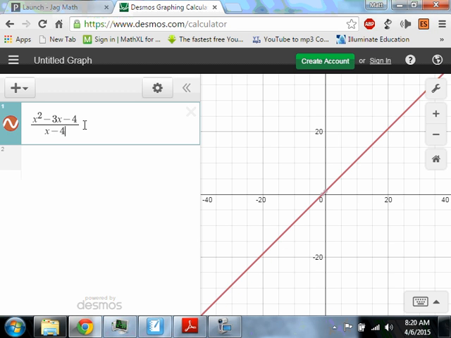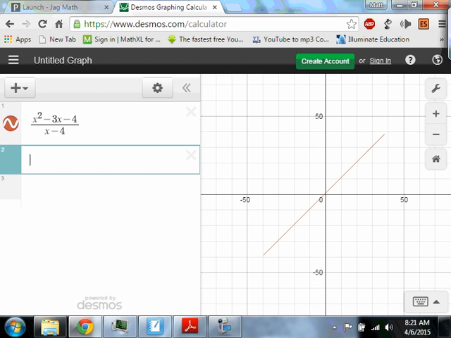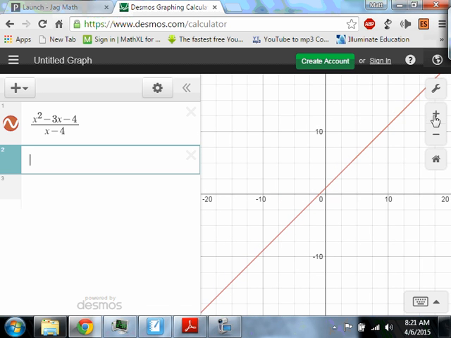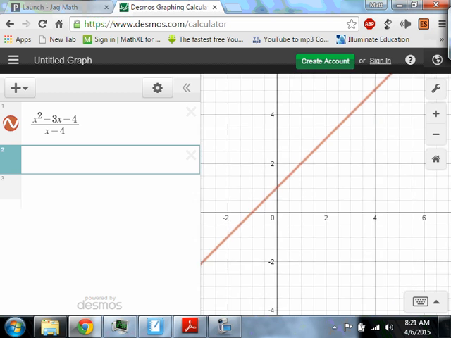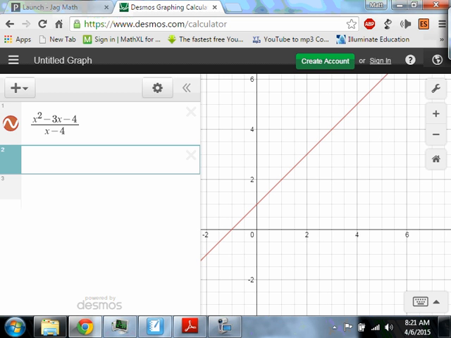Okay, so if we look at Desmos, I don't see a hole on the graph anywhere. Let me zoom in a little bit. Let me zoom in a little more. I don't see a hole, and there's supposed to be one. What happens if I trace the graph, though? Let me see if I can get to where x equals 4. Oh. It actually does show up as a hole, doesn't it? Everybody see that? Y'all thought I was lying to you, didn't you?